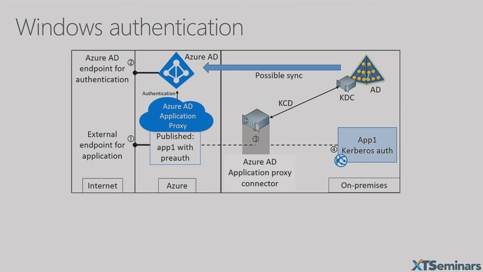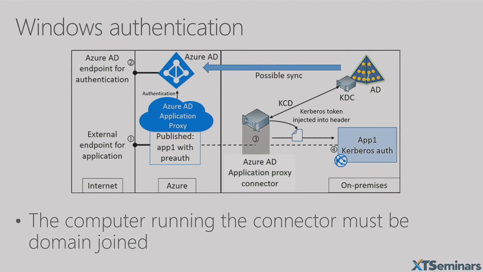I'll come back to that in a second. What will happen is the connector will inject the Kerberos token into the HTTP header. So now we can use Kerberos against our web application. That's how that piece works. Now, the computer running the connector has to be domain joined. You cannot do Kerberos constrained delegation if it isn't. So that has to be done.